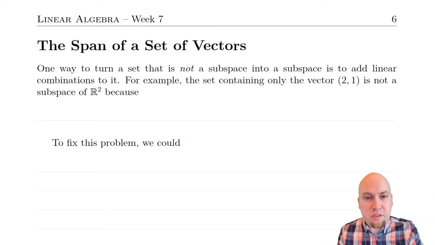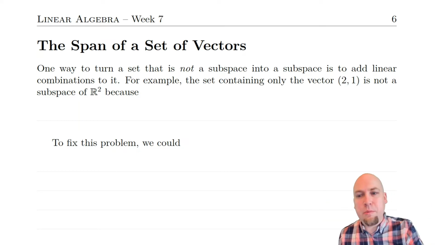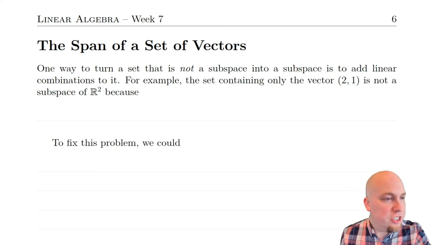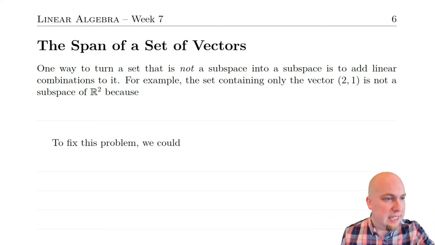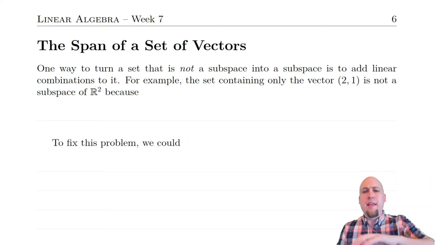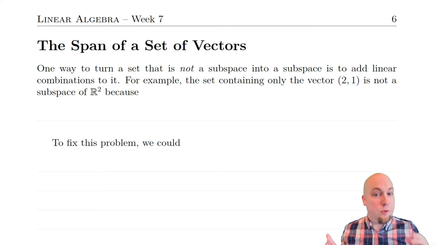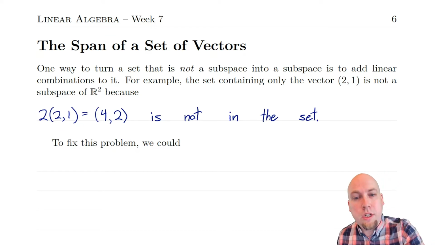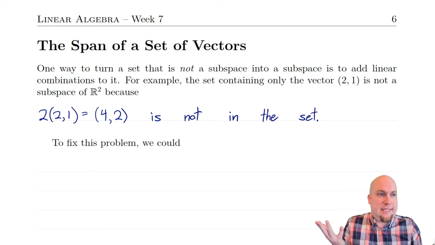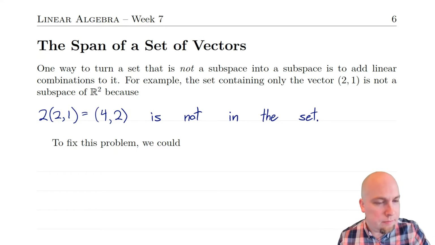So here's the motivating example. Suppose that we've got a set that contains just the vector (2, 1). It's a set in two-dimensional space, and it contains only the single vector here. That's not a subspace of R2. For example, it's not closed under scalar multiplication, right? If I take that vector (2, 1) and multiply it by 2, I get the vector (4, 2), which is not in that set. The set only contains (2, 1).